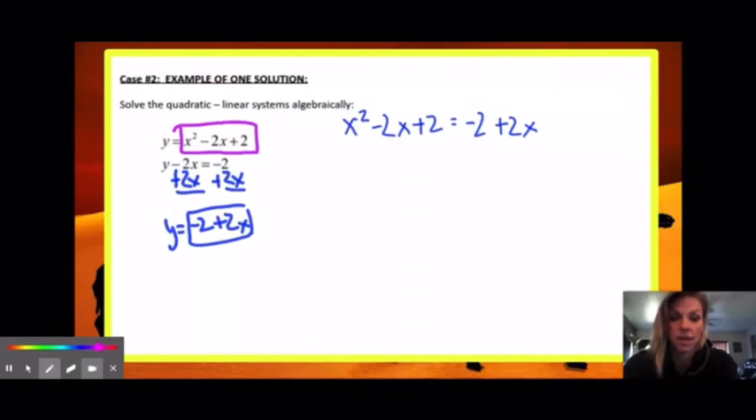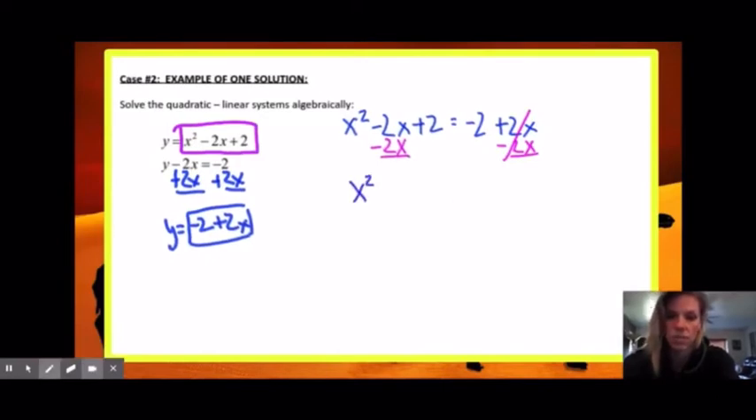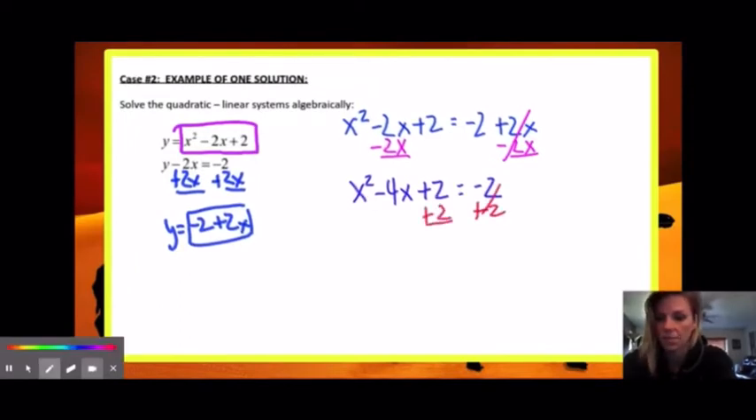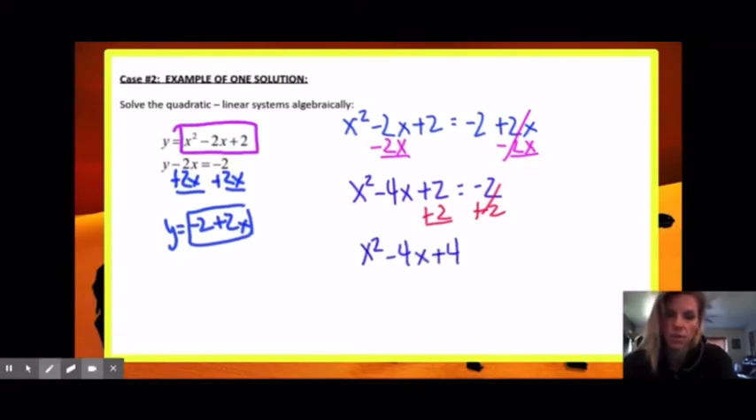So the 2x, I'm going to subtract this 2x here, bring it to its like term, which is that one. Rewrite it. I get x squared, negative 2x minus 2x is negative 4x plus 2 equals negative 2. Now I want it to say equals 0, so I'm going to move the negative 2. It's negative, so I add it. That's going to leave me with x squared minus 4x plus 4 equals 0.